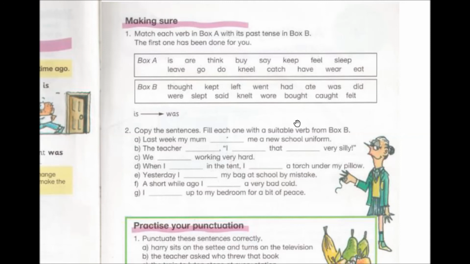Okay? And section 2, copy the sentences. Fill each one with a suitable verb from box B. So there's empty spaces. Fill them with these words. There are a lot more words in the box than there are missing here, so there'll be quite a lot left over. Let's do the first one together. Last week, my mum something me a new school uniform. And the answer is bought. Last week, my mum bought me a new school uniform.